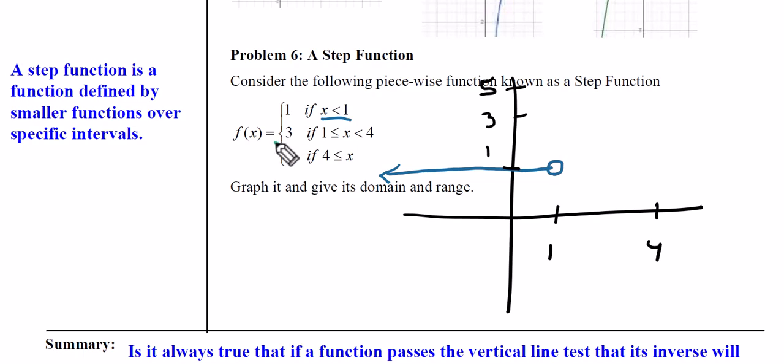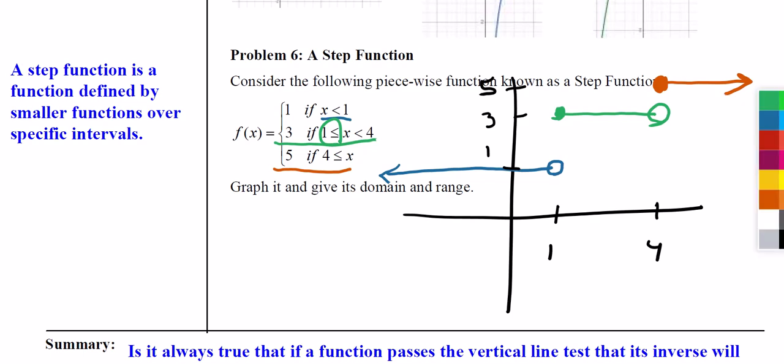How about it's going to be 3 in between 1 and 4. So that includes 1 because it has this symbol. But then it goes less than 4, so I go all the way here and put an open circle. And then if it's 4 or bigger, it goes on forever as a 5. And if you kind of look at it, don't connect them, but you can see it looks like steps, right? And there's more complicated ones, but this is a pretty basic step function.